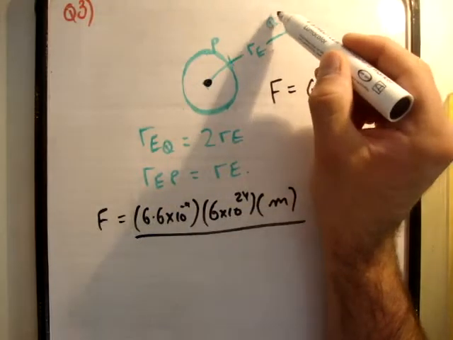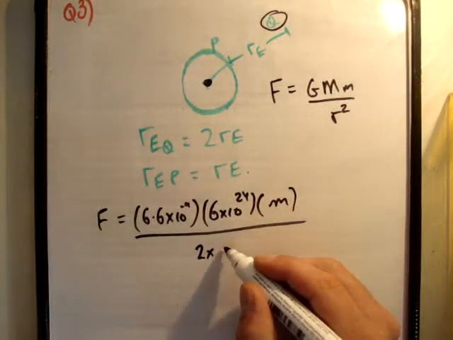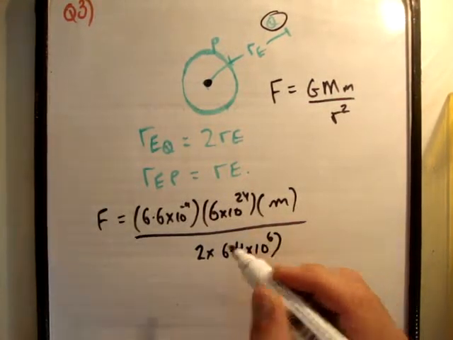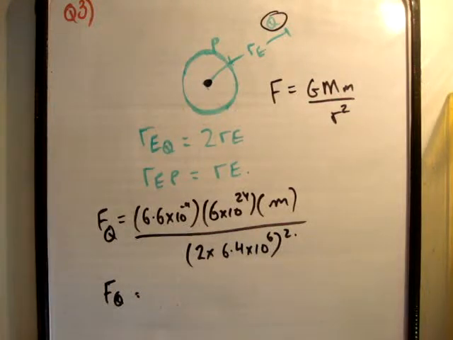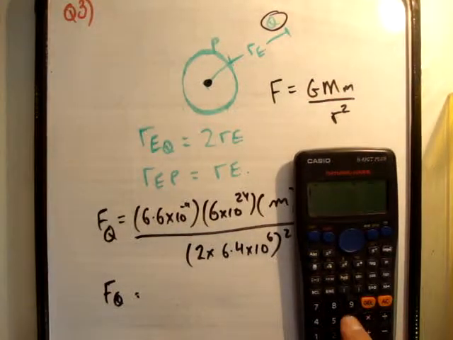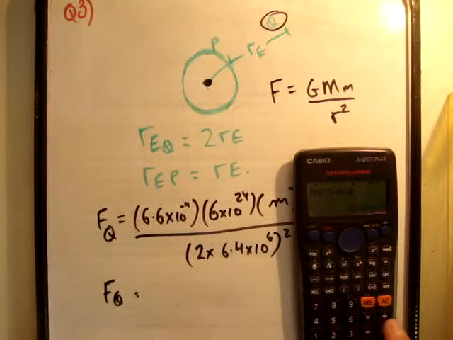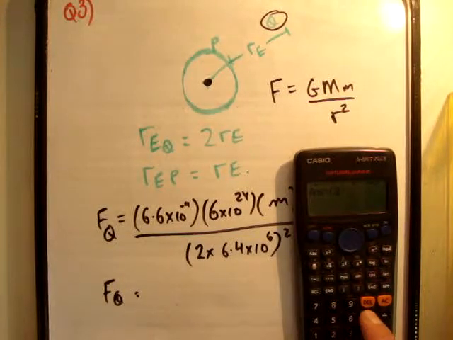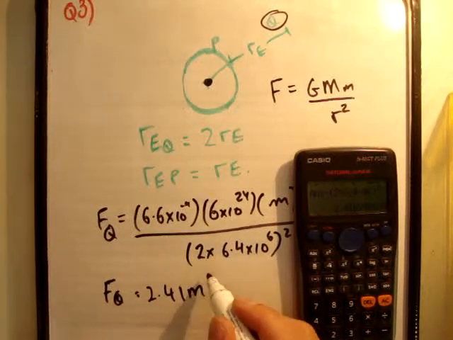So first of all, the gravitational force at Q. That's going to be twice the radius of the Earth, so it's 2 times 6.4 times 10 to the 6, all squared. So we're going to find the force at Q is equal to, pulling out the calculator once more, 6.6 times 10 to the minus 11, multiplied by 6 times 10 to the 24, divided by 2 times 6.4 times 10 to the 6, squared. We're going to get a force of 2.41 times the mass of the particle.